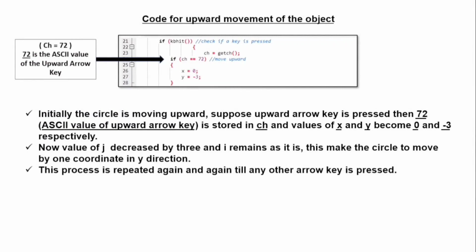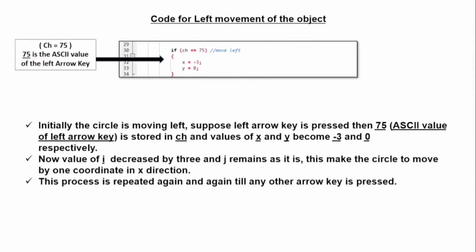See the code for upward movement of the object. Initially, the circle is moving upward. Suppose the up arrow key is pressed, then 72, the ASCII value of the up arrow key, is stored in ch, and the values of x and y become 0 and -3 respectively. Now, the value of j decreases by 3 and i remains as it is. This makes the circle move by 1 coordinate in the y direction. This process is repeated again and again till any other key is pressed. The code for left movement of the object.